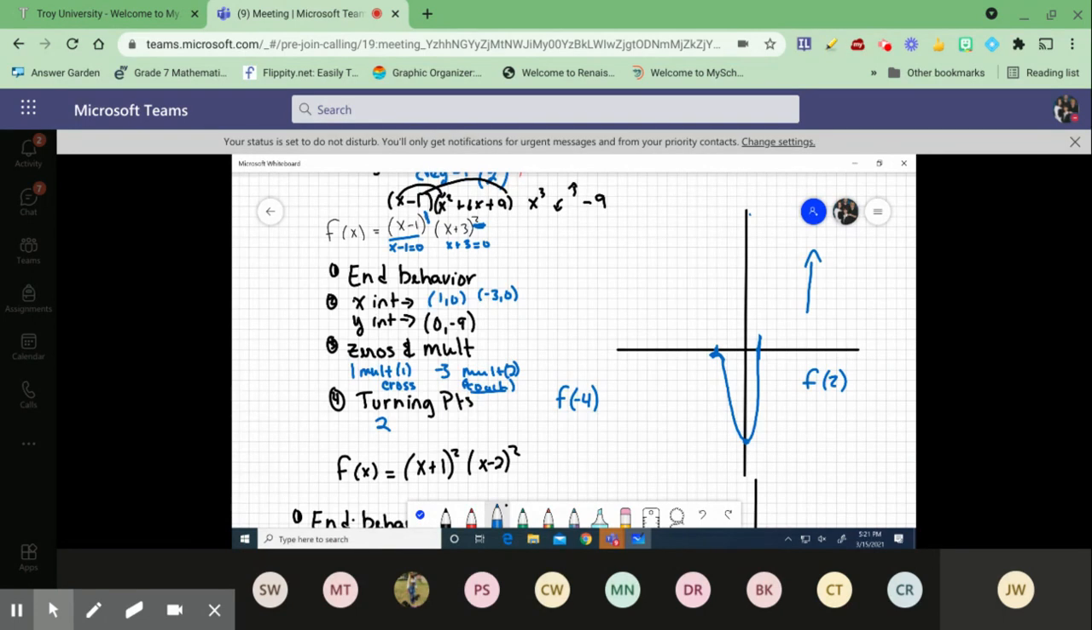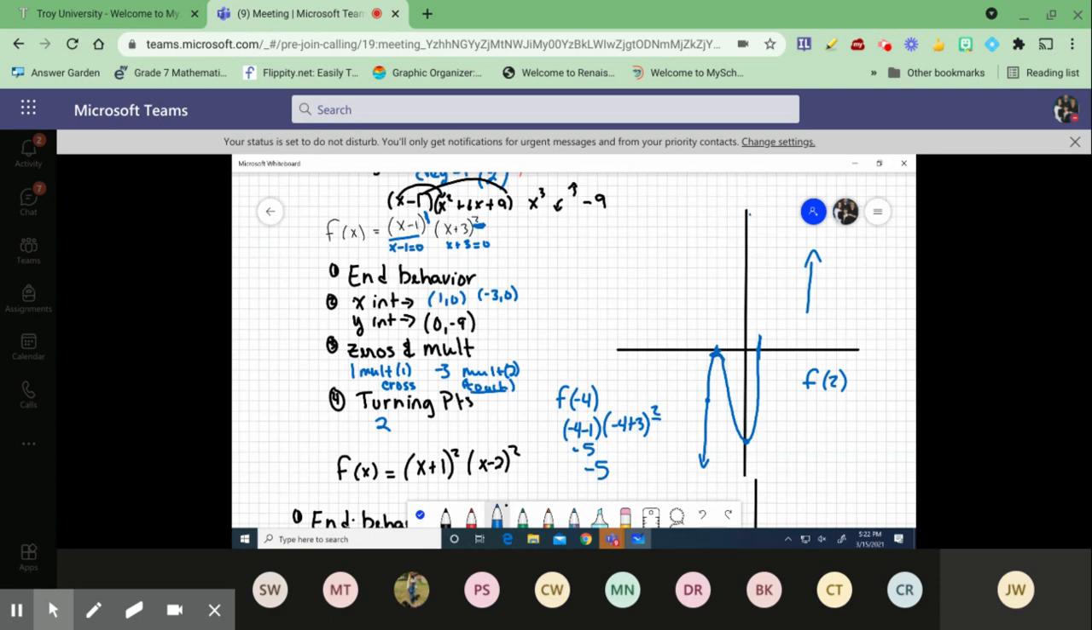Just plugging them in. Negative 4, here's my original. You can plug it into the original, or if you've multiplied it. Negative 4 minus 1 times negative 4 plus 3 squared. So negative 4 minus 1 gives me a negative 5. And negative 4 plus 3 gives me a negative 1. Squared is a positive 1, so that leaves me at negative 5. So I have the point negative 4, negative 5. Okay, so I know where it's going.